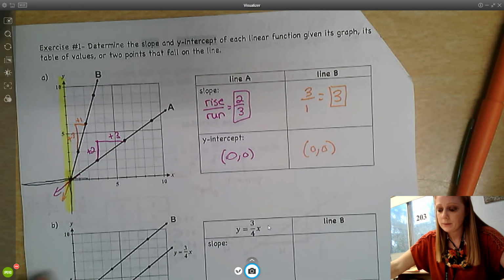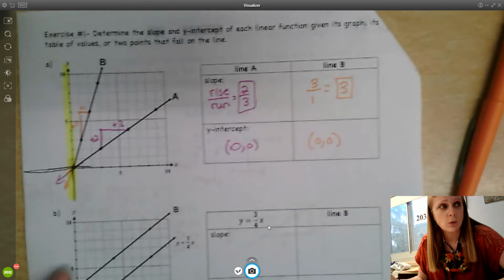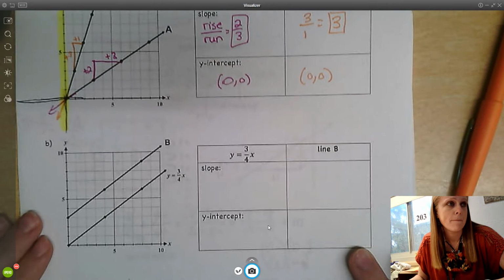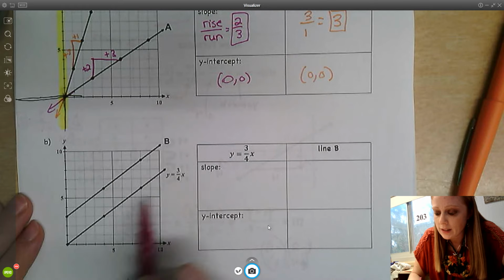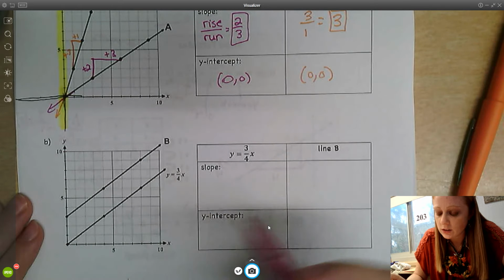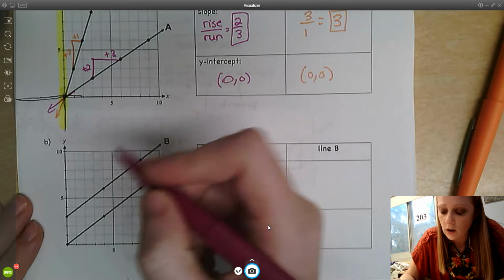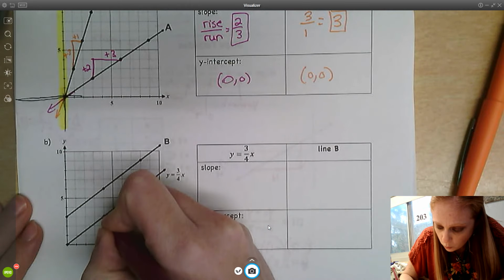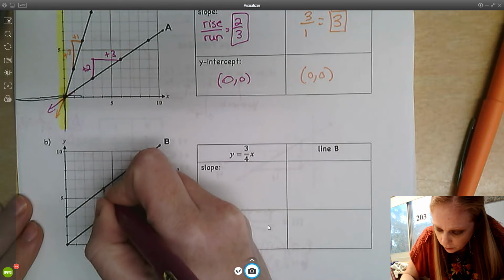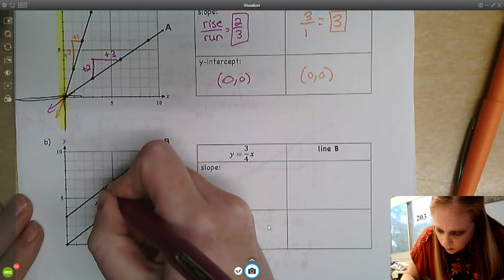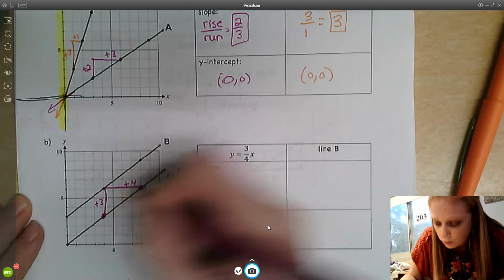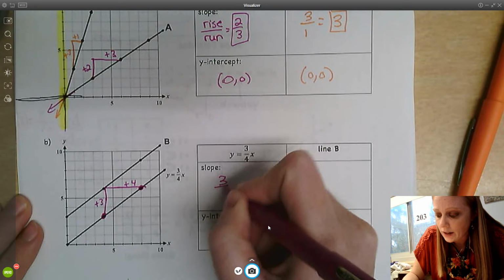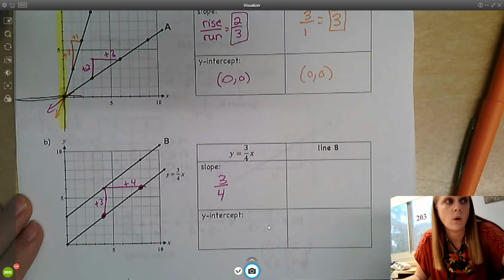Okay, let's look at the next one. All right, so we have two parallel lines here. They're never going to intersect. y equals 3/4 x, that's this line right here. Let's find the slope. Slope from a graph, rise over run. 1, 2, 3. 1, 2, 3, 4. I made my slope triangle to match up these 2 points. Rise over run, 3 over 4.